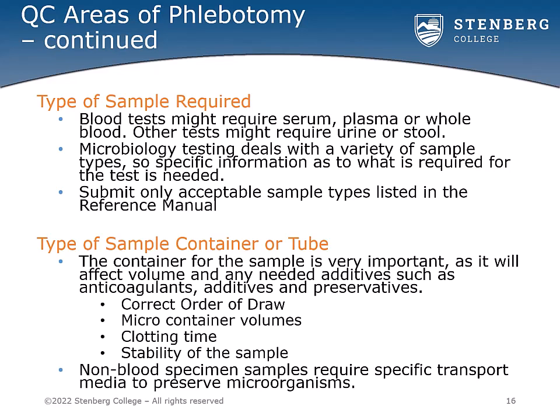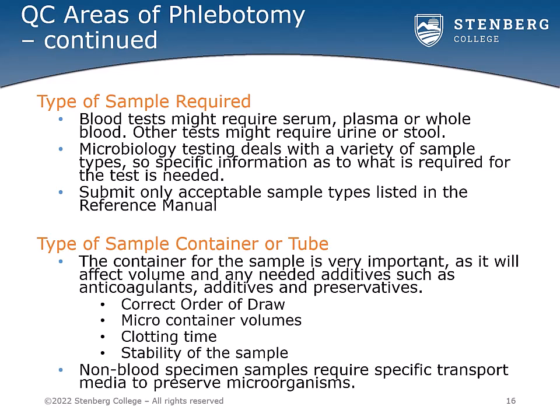Another area subject to QC is the type of sample required. Blood tests might require serum, plasma, or whole blood. Other tests might require urine or stool. Microbiology testing deals with a variety of sample types, so specific information as to what's required for the test is needed. Submit only acceptable sample types listed in the reference manual. Otherwise, it will be rejected when it's received in the lab.